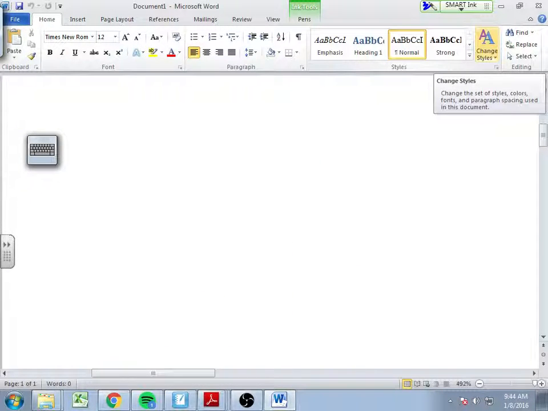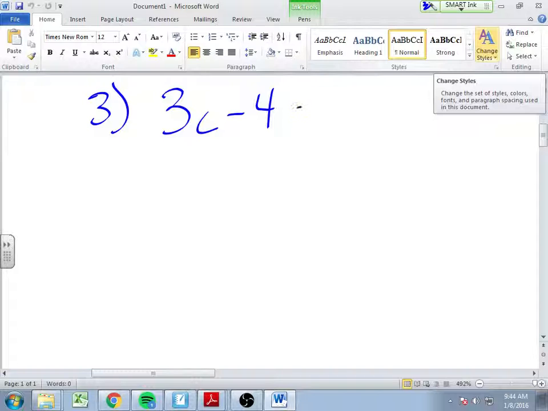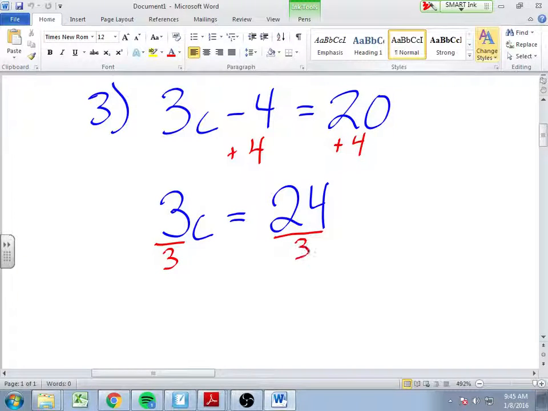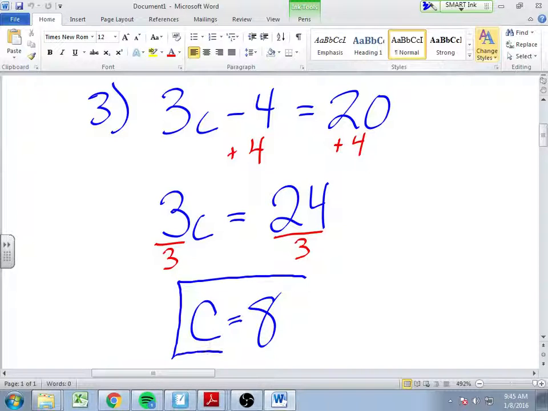Number 3 is 3C minus 4 equals 20. What do we do first? You add 4. We add because we see the subtraction, so we undo subtraction by adding 4. That gives me 3C equal to 24. Then we divide by 3 on both sides. Make sure you have that "by" in there. What'd you get? C equals 8. Questions on this one?